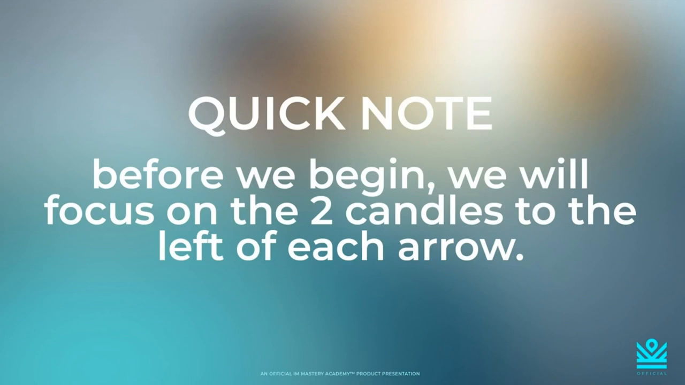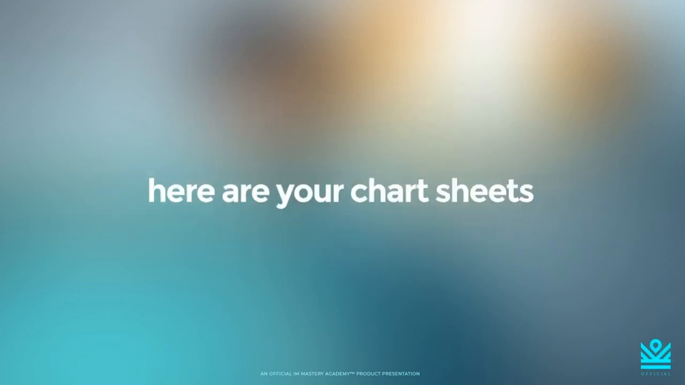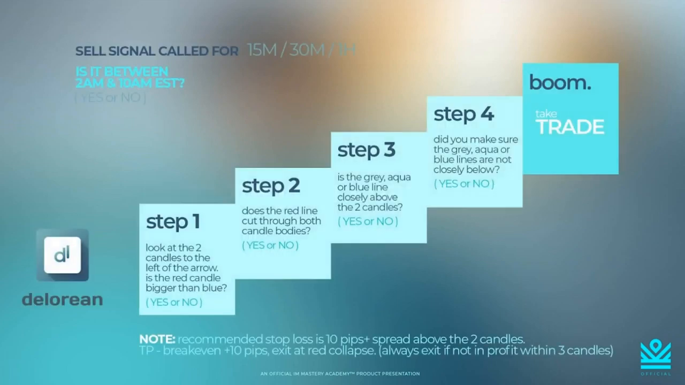So first and foremost, as a quick note, before we begin, we're going to focus on the two candles to the left of each arrow. Okay? And before we do that, I'm going to give you guys some chart sheets that you need to take a picture of in order to fully execute these positions. So there's going to be 4 of them. So what I want you to do is take just a quick moment and take a picture of this slide.